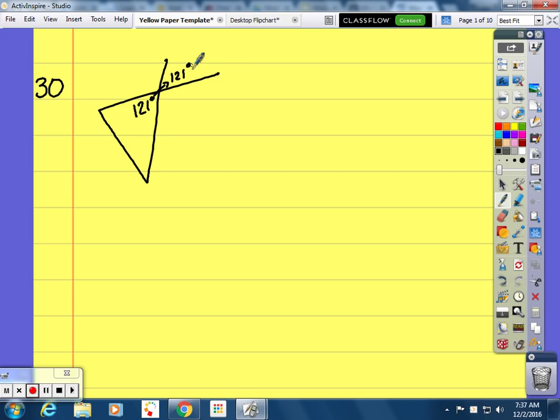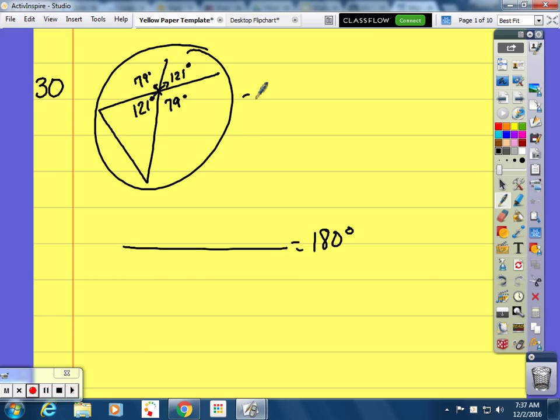Everything is based on a straight line being 180 degrees. So that means that this one would be 79, and since this one is straight across from it, it would be 79. Circles are 360. Triangles are 180. So these are the things that you need to know so that you can work with your geometry. But vertical angles straight across from each other are the exact same. Moving on to number 31.